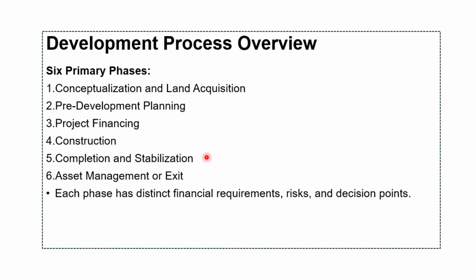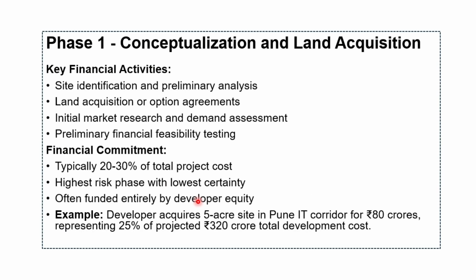So the sequential nature means later phases depend on successful completion of earlier phases. Financial planning must account for this interdependence and provide adequate contingencies for potential delays or cost overruns. Then we move on to conceptualization and land acquisition. So this is your phase 1.